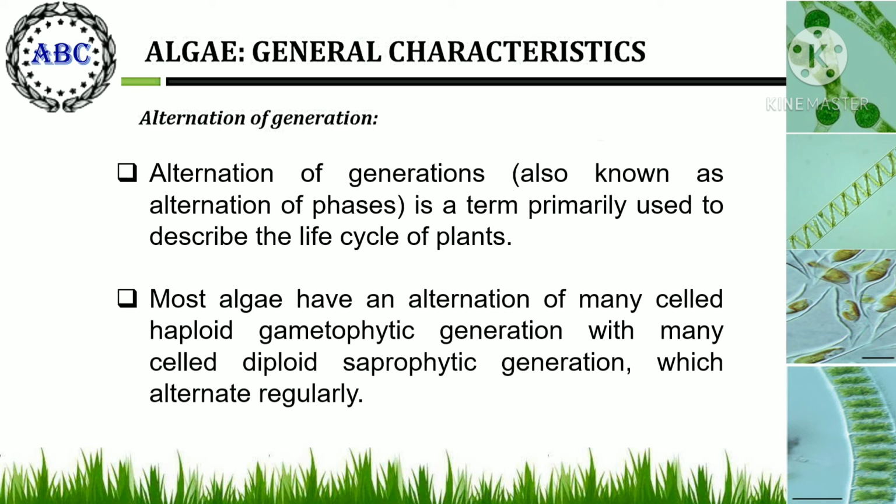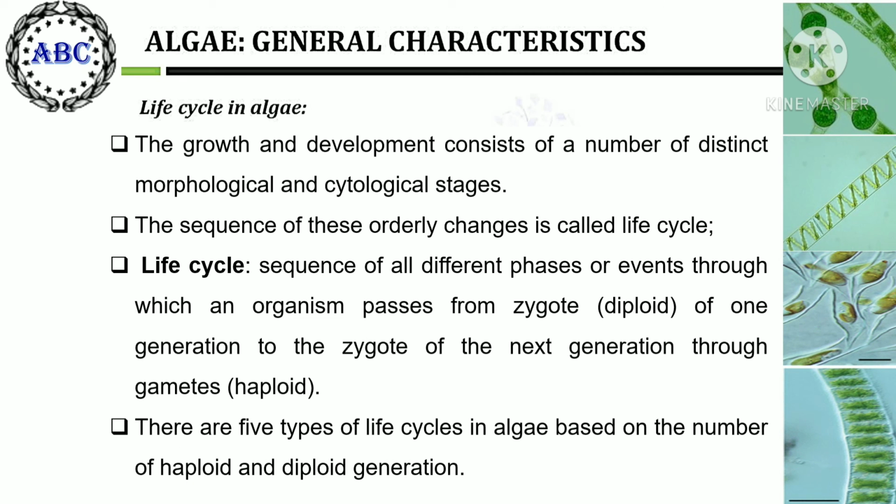Alternation of generations. Alternation of generations, also known as alternation of phases, is the term primarily used to describe the life cycle of a plant. Most algae have an alternation of a many-celled haploid gametophytic generation with many-celled diploid sporophytic generation, which alternate regularly in their life cycle. The growth and development consists of a number of distinct morphological and cytological stages. The sequence of these orderly changes is called life cycle.